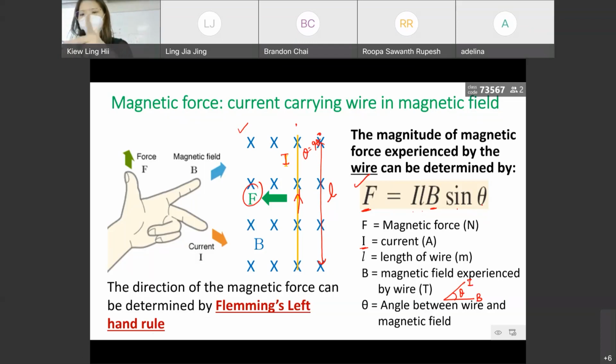So meaning that just now when I said your thumb and your pointing finger must be 90 degrees, and your thumb and your middle finger must be 90 degrees, the angle between your pointing and your middle finger can be any angle except 0. Okay?